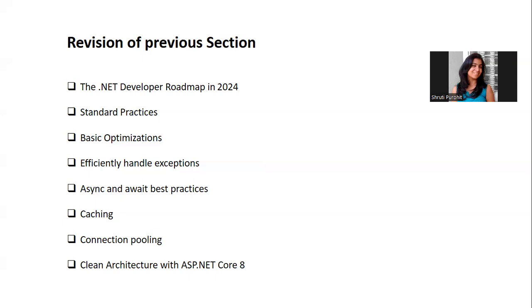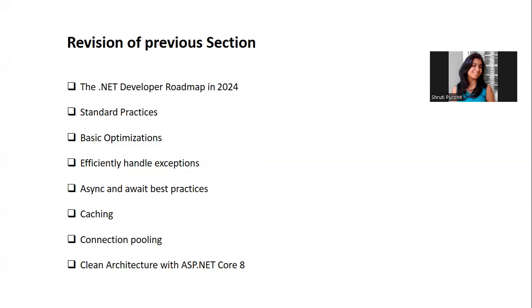If it is not, they have suggested something, just optimize that code. This kind of periodic code review should happen. Next, lots of things are there which we have discussed in our previous sections, like how efficiently we handle the exceptions.